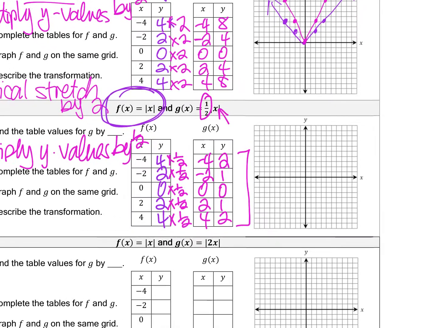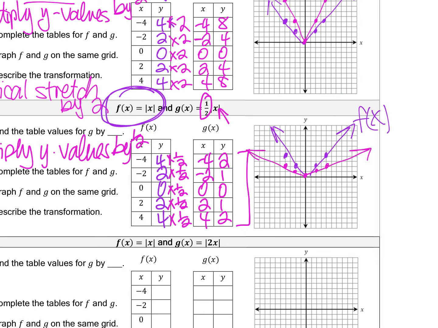All right, so I'm going to go ahead and plot my parent function, the same as all the others that we had. So there's my parent function, and now I'm going to plot my function g. So -4, instead of it being 4, it's going to be 2. -2, 1, 0, 0 stays the same, 2, 1, and 4, 2.